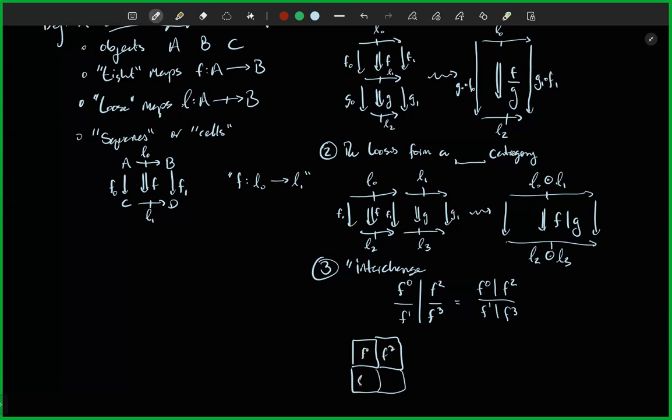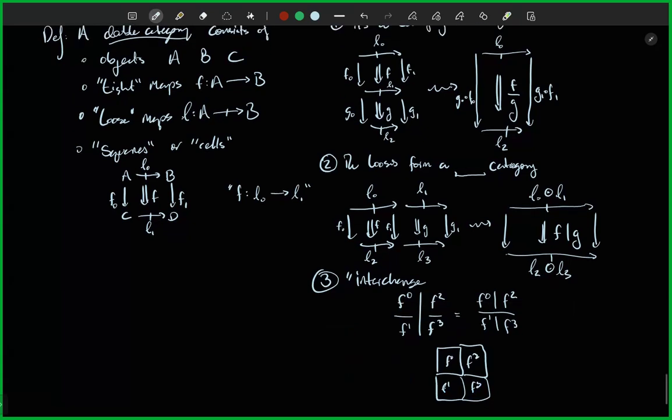F2, F1, F3, right? If I have an arrangement of 4 squares, there's a unique way to understand what it means to write this composite of 4 squares like that. Either I take the 2 vertical stacks, compose them, and then compose the result horizontally, or I take the 2 horizontal stacks, compose them, and then compose the result vertically. And those are the 2 sides of this equation. So saying that that's the same is just saying that there's no difference.